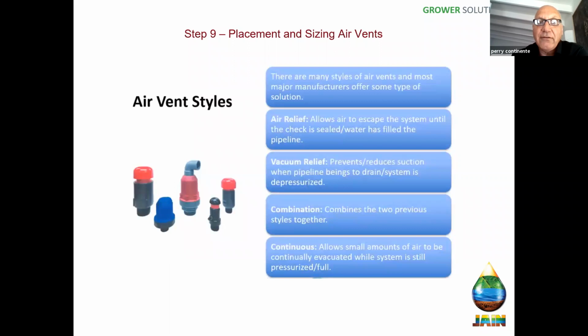Okay, there's air vents: proper size and placement, and also function. Continuously acting air vents are able to take air out of a system that's under pressure, and a large acting air vent can provide vacuum relief and, on initial startup, a lot of air removal. And one of the ones shown here does both.